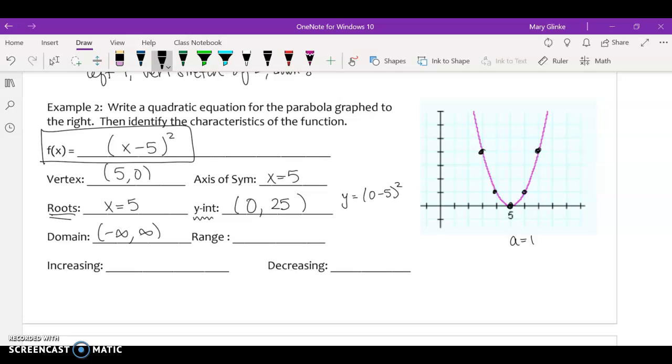Domain negative to positive infinity. Range starts at 0 and goes up forever. Increasing starts at 5 to the right. Decreasing starts on the left and ends at 5.